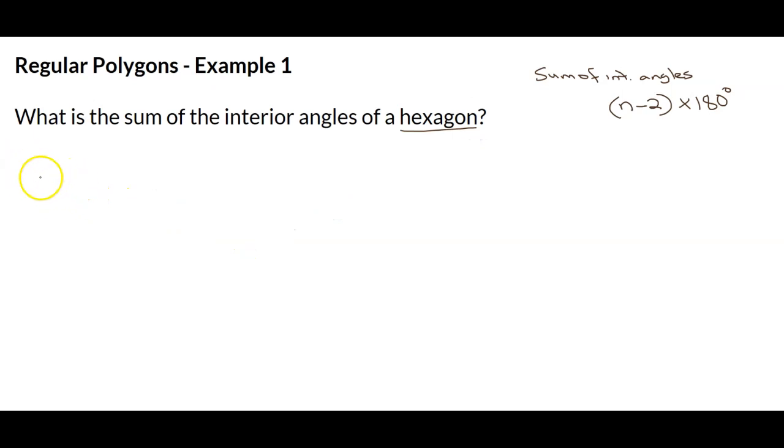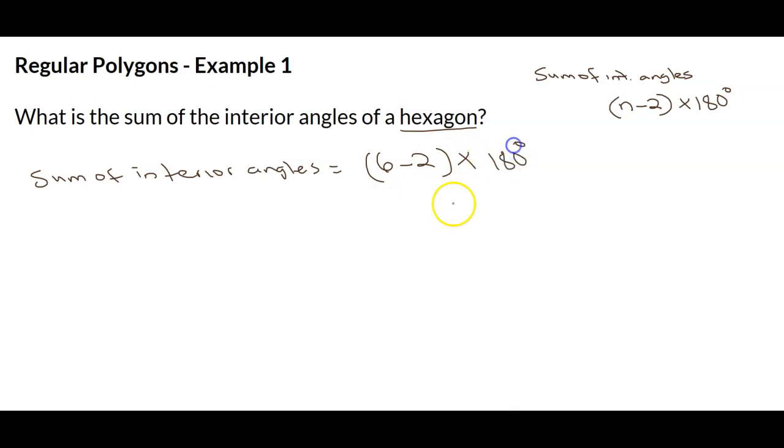So sum of interior angles here, sum of interior angles is going to be 6 minus 2, and then whatever that is, we multiply that by 180 degrees, which is 4 multiplied by 180 degrees, and that is going to give us 720 degrees.